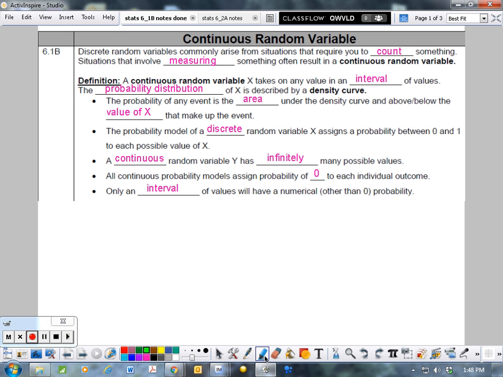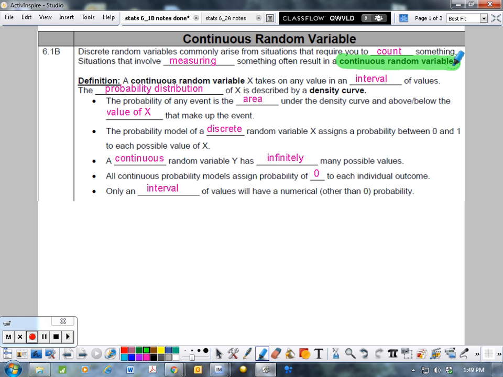So discrete random variables came from situations that require you to count something. So usually they're like our nice, pretty whole numbers. Situations that involve measuring something often result in that continuous random variable. And so a continuous random variable will take any value in an interval. So now we can start seeing the decimals and any values sort of happening in between.